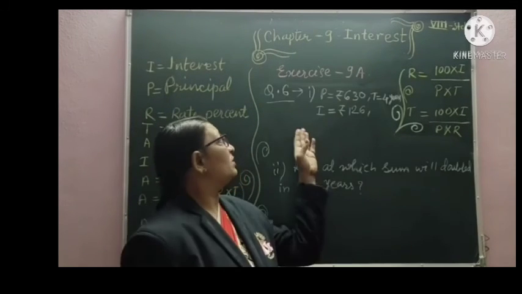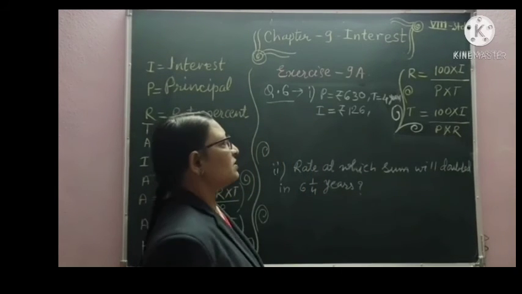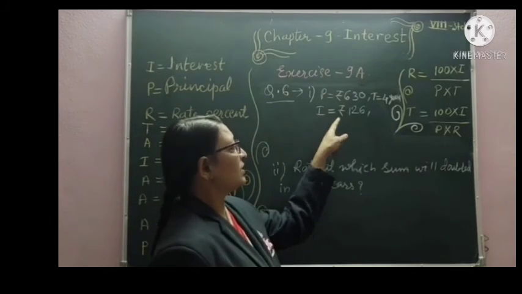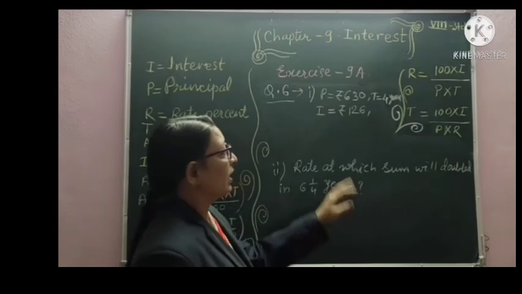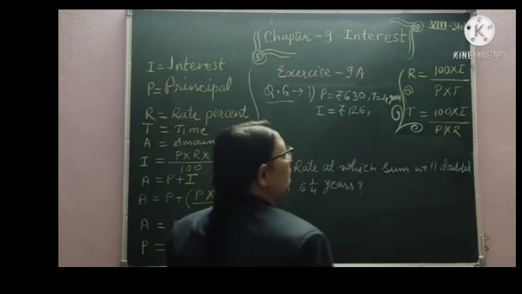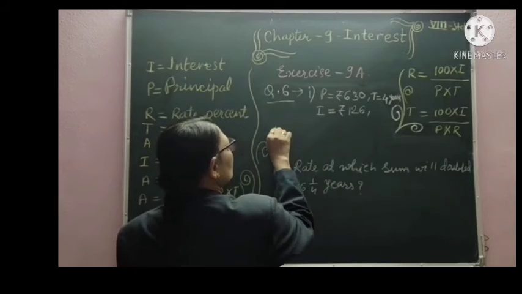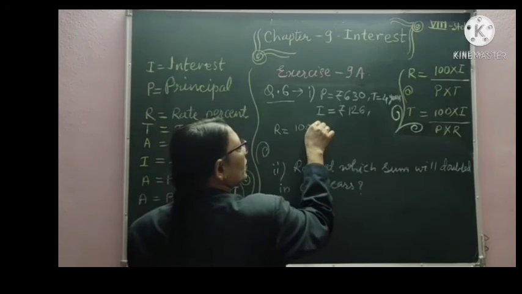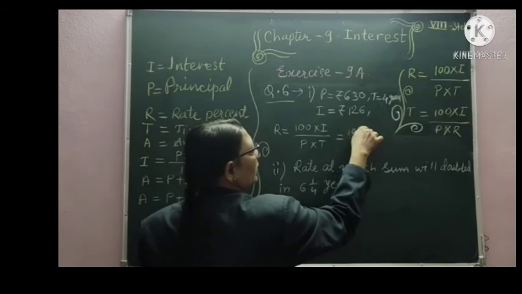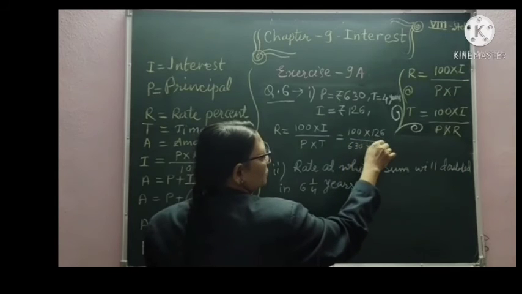Now we will solve question number 6. In question number 6 there are two questions. Let us discuss the first one. Here in the first case they have given principal is rupees 630 and on it interest we are getting is 126. In the time 4 years we have to calculate the rate. So the formula for rate is equal to 100 multiplied by interest upon principal into time. So here 100 into interest is 126, principal is 630 and time is 4 years.